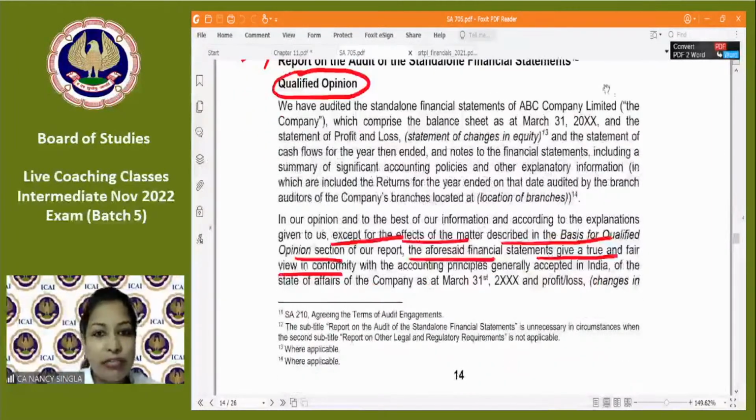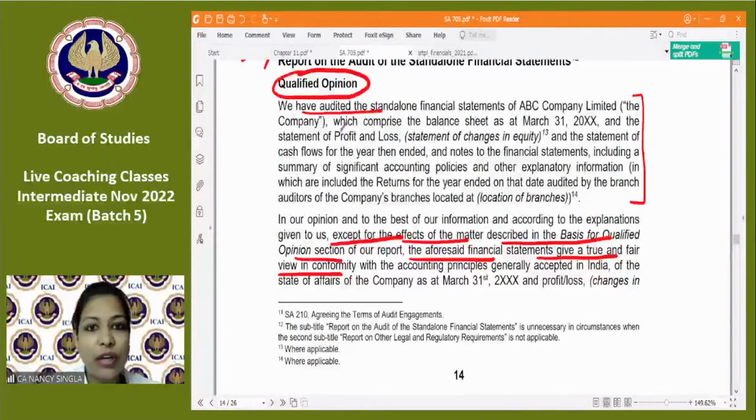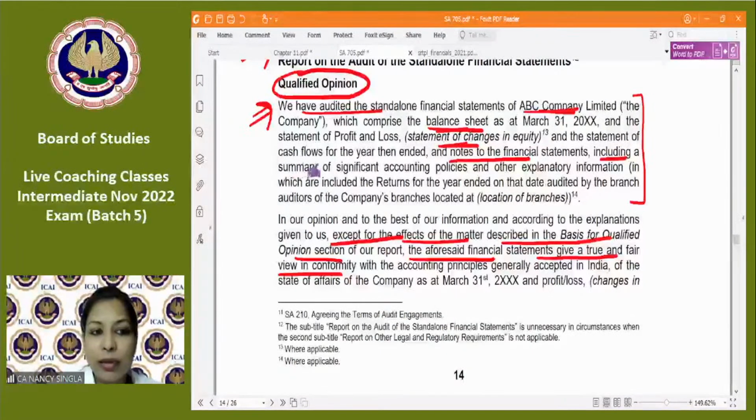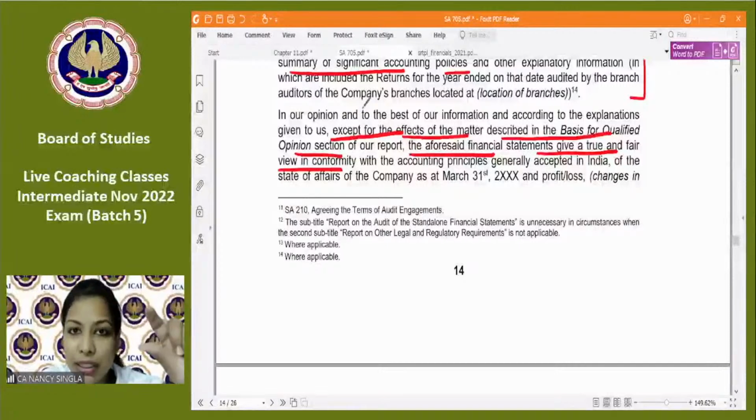So the first paragraph of the opinion section will be what? An introduction that we have audited, audit तो किया है ना qualified और adverse में, तभी तो you have obtained sufficient appropriate audit evidence, then only you are able to give an opinion. तो यहाँ पर तो क्या आएगा? We have audited the standalone financial statement, mention the company name, mention all the financial statements, mention that notes to accounts including summary of significant accounting policies और ये सब भी audit किया, and mention that you have audited. These were the 5 points, right? And next is what? The opinion.